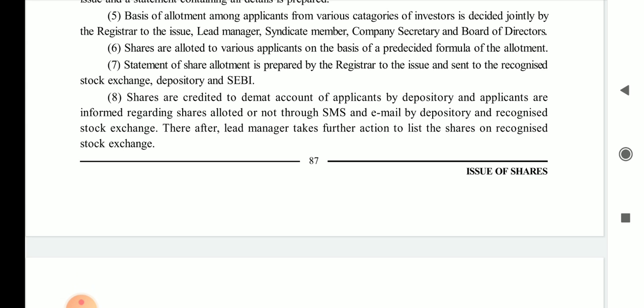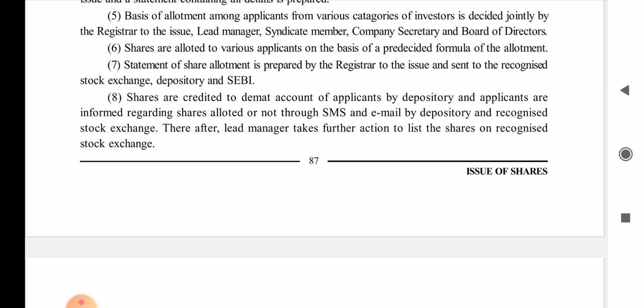The registrar to the issue prepares the whole statement that the company has created so many shares, and of the persons who have applied for 100 shares, they will give only 50 shares. This type of statement should be prepared by the registrar to the issue, and it will be sent to the stock exchange, depository, as well as the SEBI. All three parties should be given a statement for the allotment.